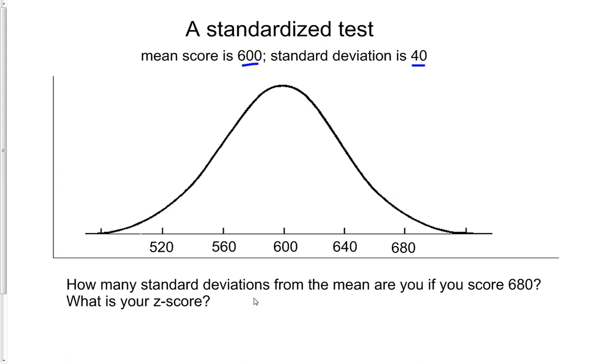Now it asks, how many standard deviations from the mean are you if you score 680? And then what is your z-score? Well, if you get a 680, we can go ahead and mark that on the picture here. And if you look at it, we're 2 tick marks away from the mean. So we are 2 standard deviations away from the mean. Now, your z-score is just the number of standard deviations you are from the mean, so our z-score is going to be a positive 2.